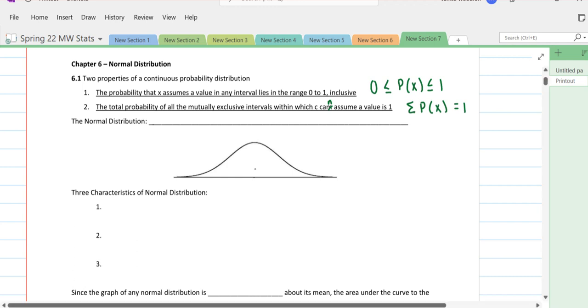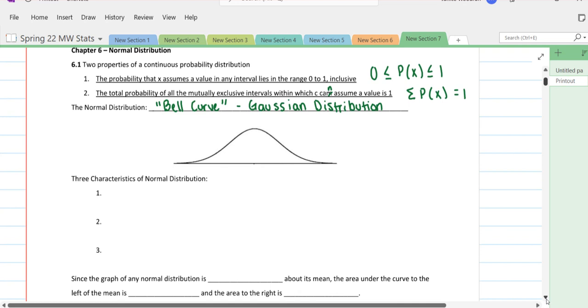This is a normal distribution curve. We call this a bell curve because it looks like a bell. It's actually called a Gaussian distribution, just so you can see that. You may see it referred to as a Gaussian distribution. Used throughout the sciences, both of those.